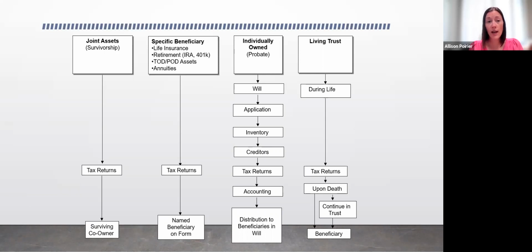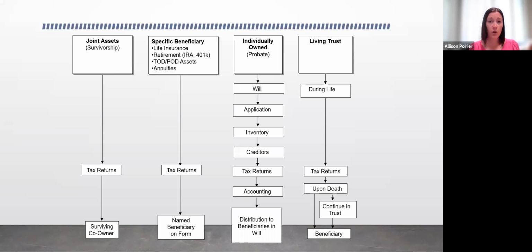The second category of assets is assets passing via beneficiary designation. Some of the most common ones in that category are life insurance policies, retirement accounts, brokerage accounts, other types of financial accounts, and annuities. All of those assets, just like jointly owned assets, will not need to go through probate because they pass instead in accordance with the beneficiary designation you've put on those accounts.